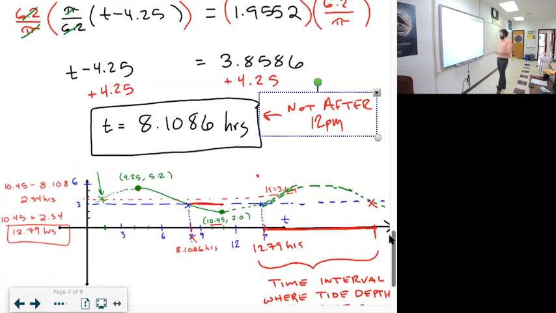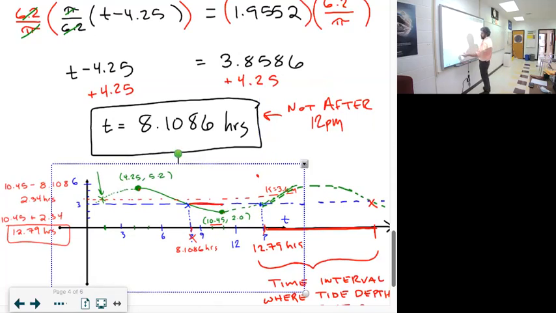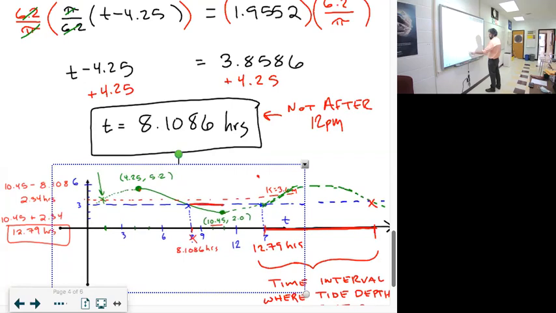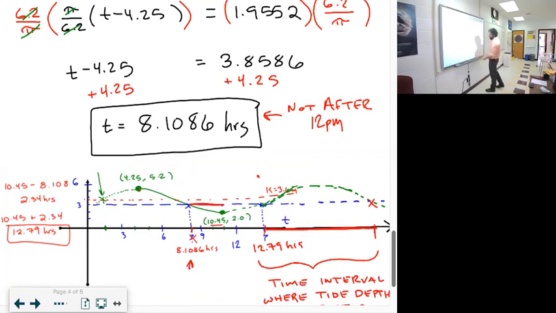So if you think about your graph right now, your time starts at 0 hours, which is midnight, and runs horizontally to the right. So at this point right here, at 8.1086 hours, the height of the water is at 3 meters. You can see it intersect the green curve that we have.